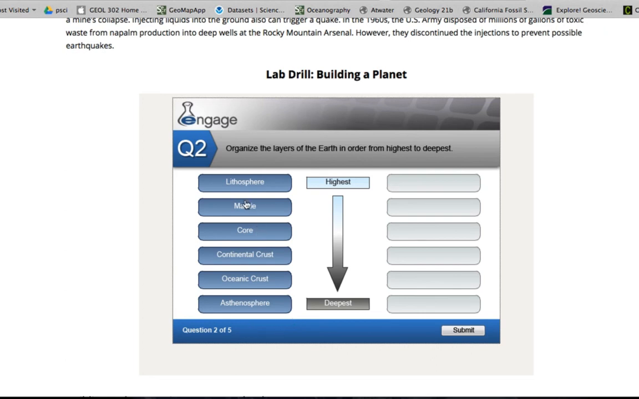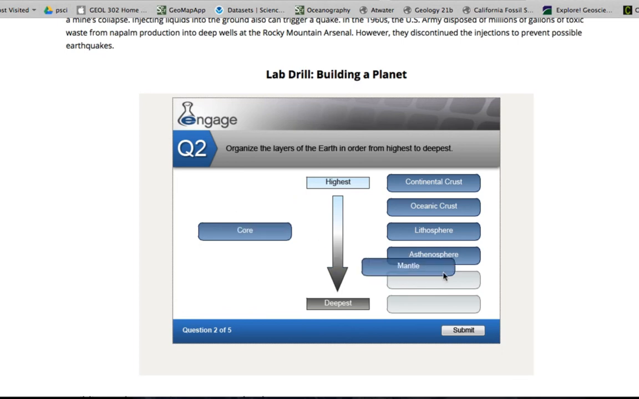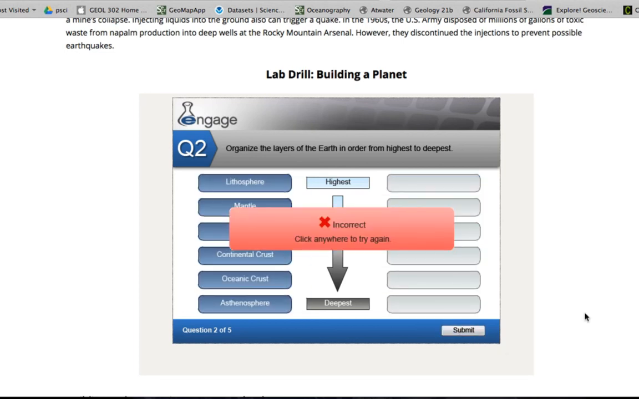I know that the continental crust is the highest. It's at the surface. It's the least dense. Then it should be ocean crust. Then we know that collectively the upper parts of the mantle plus the crust is the lithosphere. And I said the lithosphere directly overlies the asthenosphere, which all this makes the mantle, right? And then obviously in the middle is the core. But when you do it this way, and this should be the order, it tells you it's wrong.